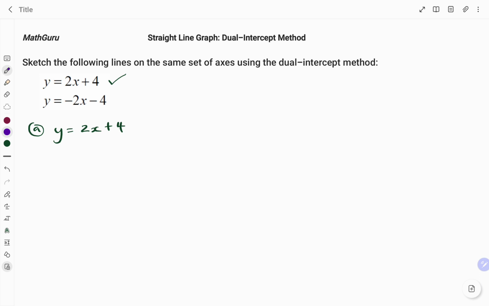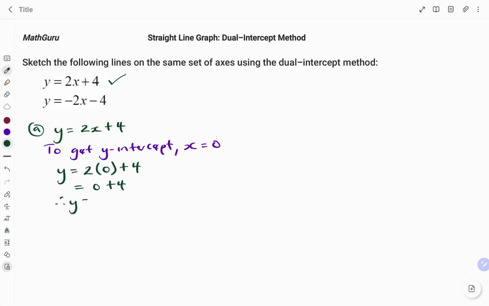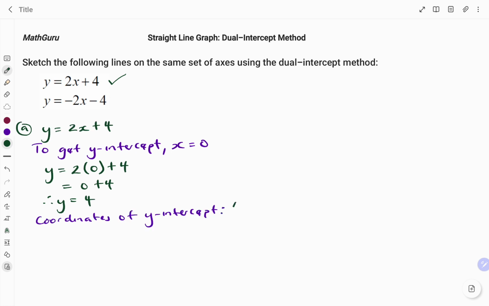To get my y-intercept, the value of x will be 0. So therefore, substituting x equals 0 back into the equation, I have y equals 2 times 0, plus 4. That's equal to 0 plus 4. So therefore, the value of y equals positive 4. So the coordinates of the y-intercept will be, in brackets, the ordered pair, x is 0 and the value of y is 4.